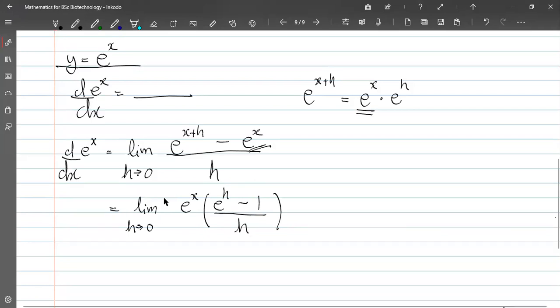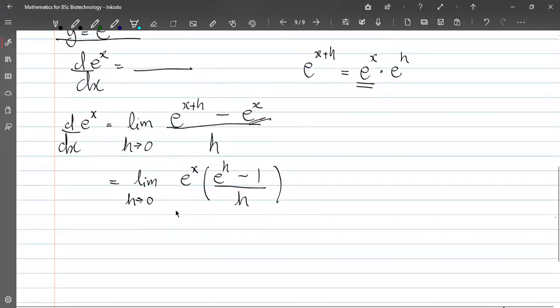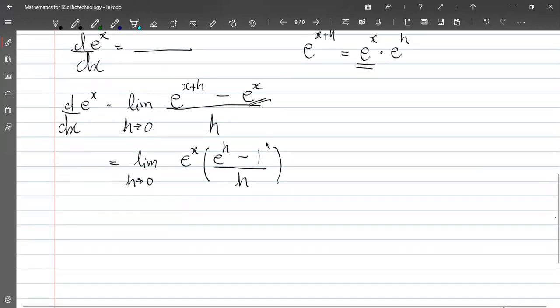Now, when you are evaluating the limit, it is h that is approaching 0, not x. So e power x is constant. In the function e power x, x is a variable, but here x is constant when you are evaluating the limit. It's a non-zero constant, so you can take it outside the limit. Even if you keep it inside, you can see that what matters is this part where h is there. This is actually a limit that we evaluated before.